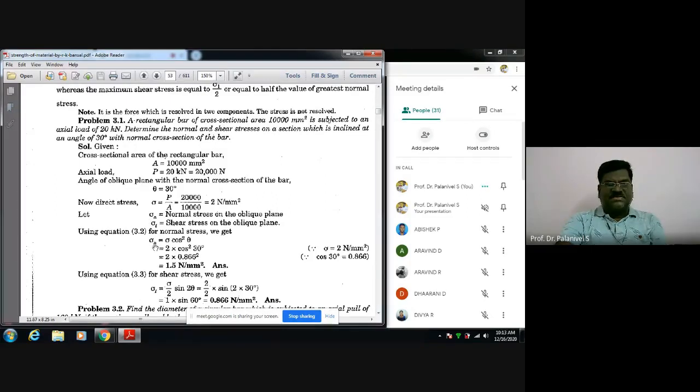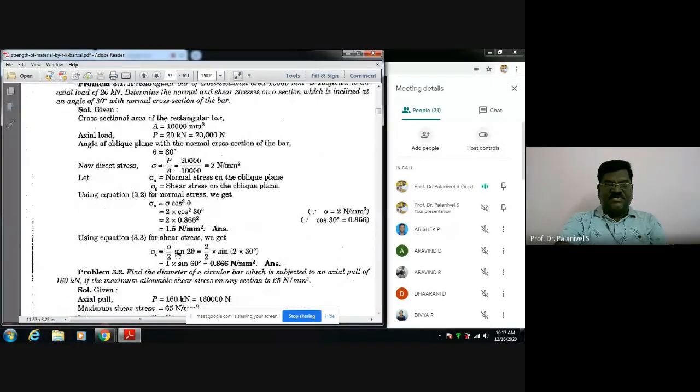The normal stress sigma n, straight away you can start from here: sigma n is equal to sigma cos square theta. Sigma is already computed, sigma is equal to p by a. P is given, a is given. P by a is found to be 2 Newton per square mm. Simply 2 into cos square 30 degrees, the oblique plane angle is given as 30 degrees. Simply substitute, you get 1.5 Newton per square mm. So sigma n, the normal stress acting on the oblique plane, is determined.